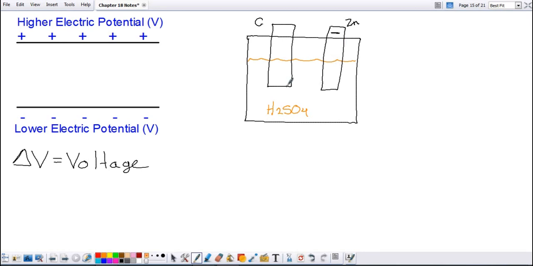Now, while this zinc is reacting, carbon's going to have a reaction as well. It's reacting with the slightly positively charged sulfuric acid, this electrolyte, and it's leaving the carbon with an overall net positive charge, okay? And this is similar to these 2 plates, okay? We've got a positive terminal and a negative terminal. The positive terminal has a higher potential. The negative terminal has a lower potential. So we can now talk about the potential difference, also known as the voltage.